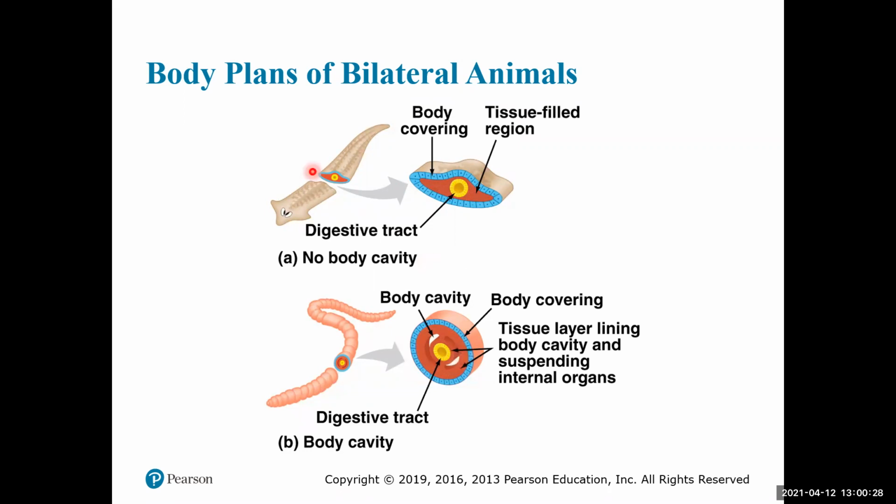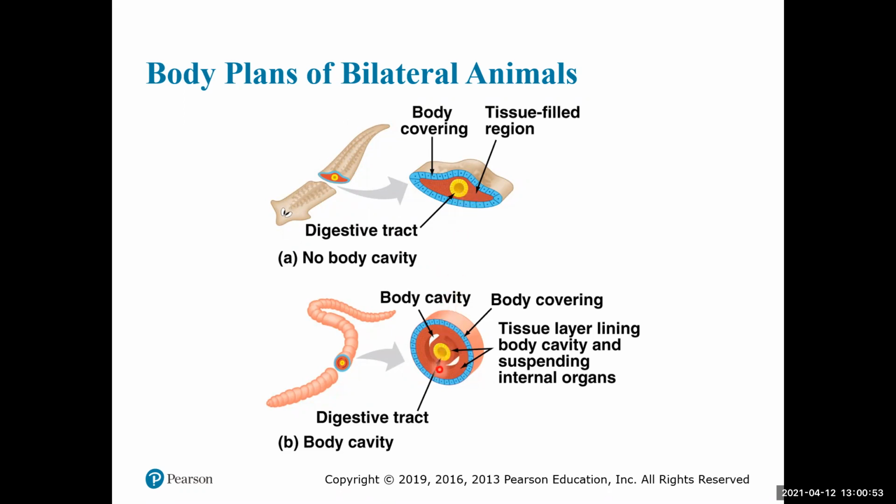So, for example, a flatworm has no body cavity, so those mesoderm cells completely fill in the space between the digestive tract and the outer tissue layer. So there's no cavity, there's no space opening in that organism. And that's referred to as an acoelomate.